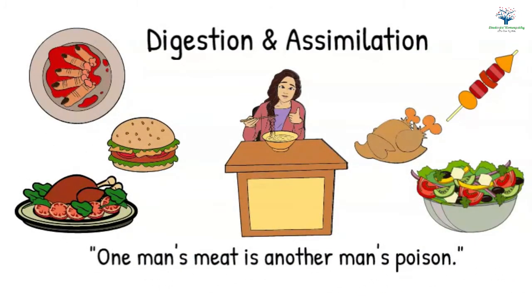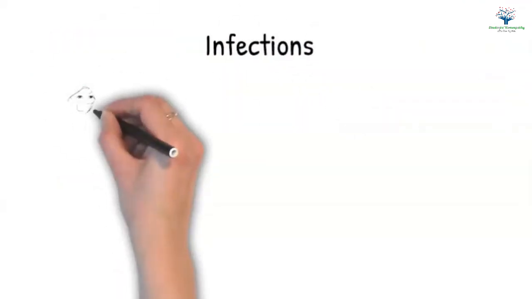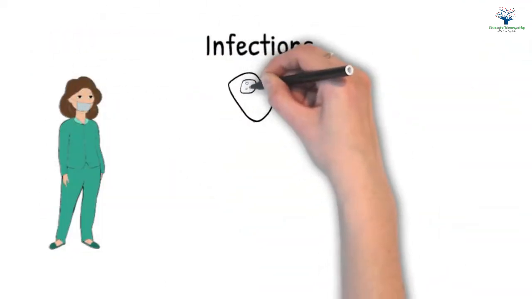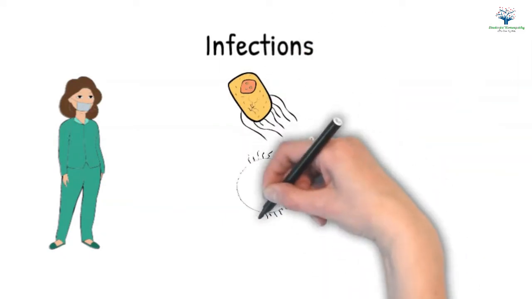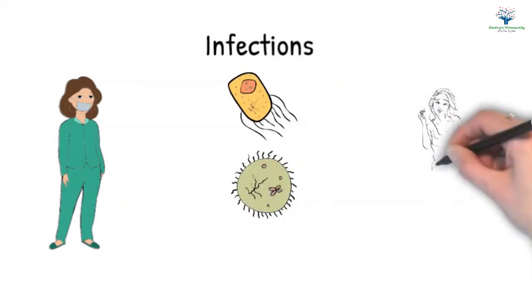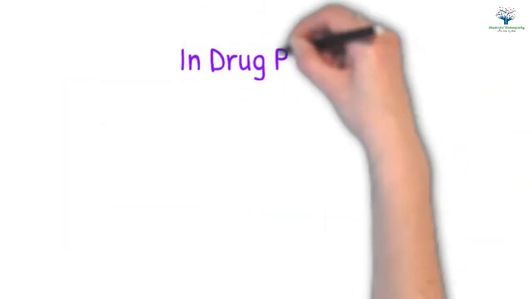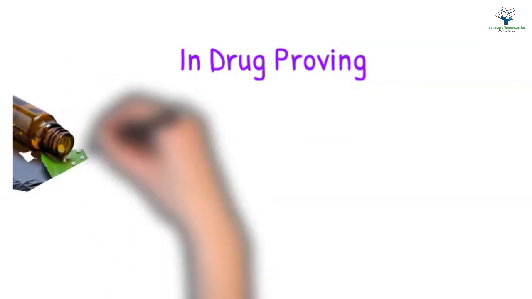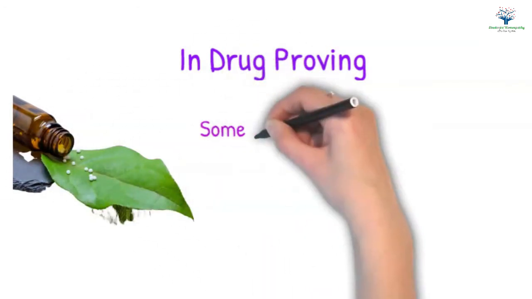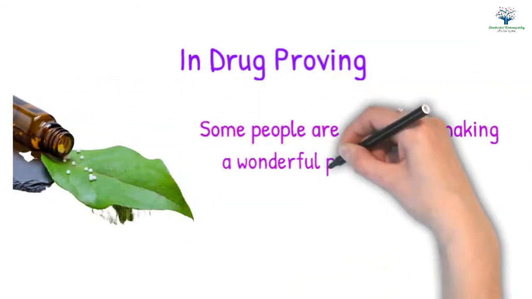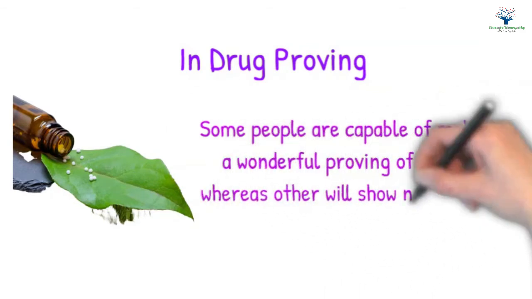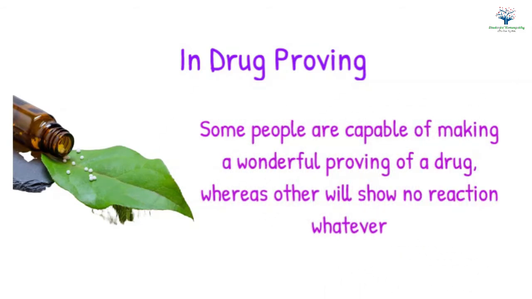He further tells that human beings are susceptible to infection and contagion in varying degrees. One man will become infected in contact with a diseased individual while another will experience no ill effects whatever. In homeopathic drug proving also, some people are capable of making a wonderful proving of a drug, whereas others will show no reaction whatever. So, all these different reactions in different people are due to susceptibility.